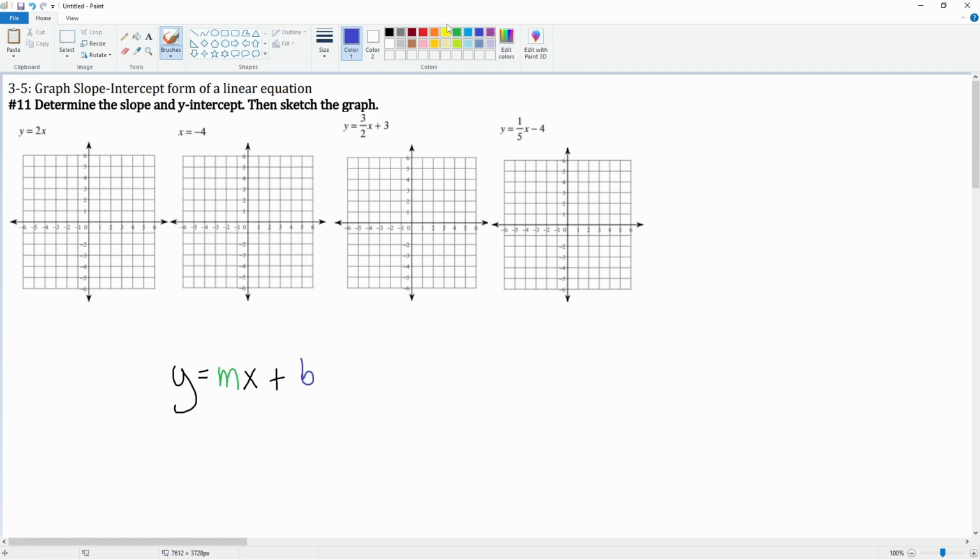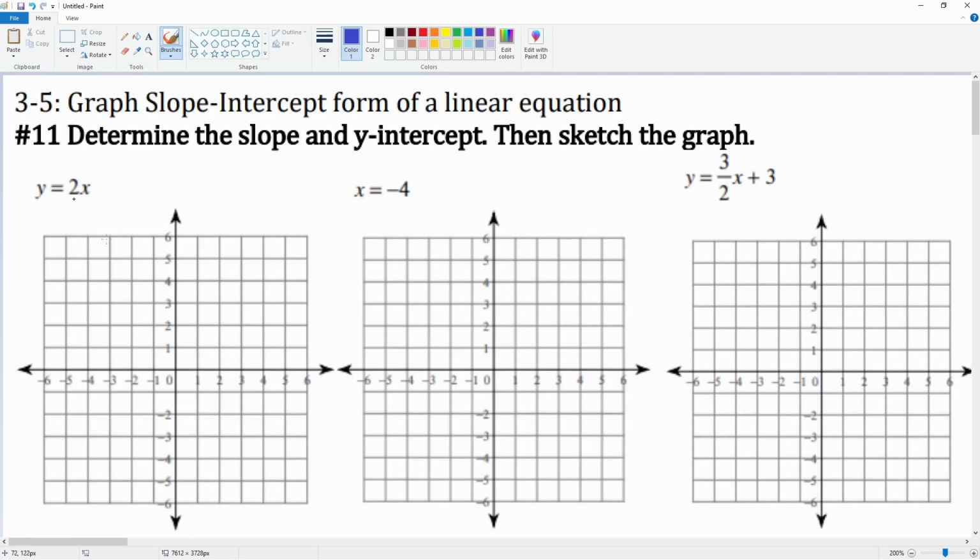So we need to know what the m is. The m here is going to be the slope, and the slope is going to tell us how to move. And this is the y-intercept, and this is going to tell us where to start. So keep that in mind: slope tells us how to move, y-intercept is where to start. So let's take a look here.